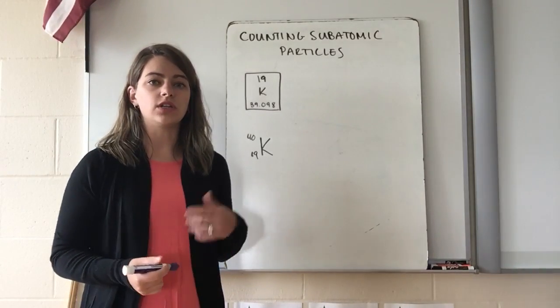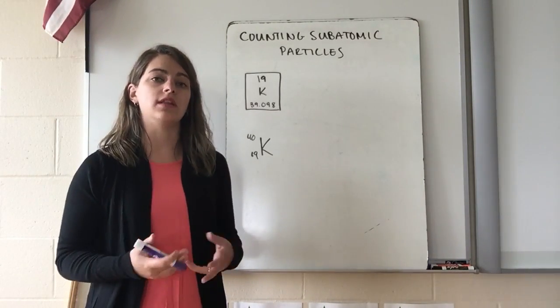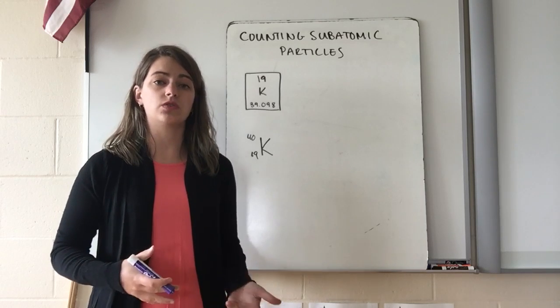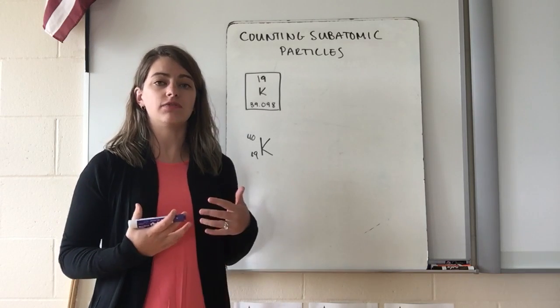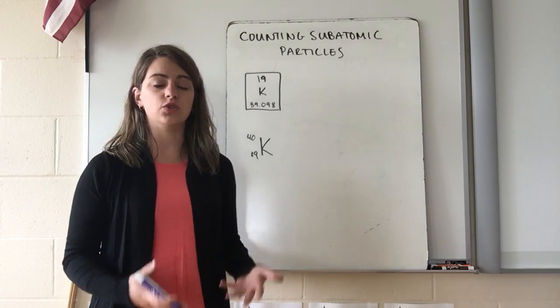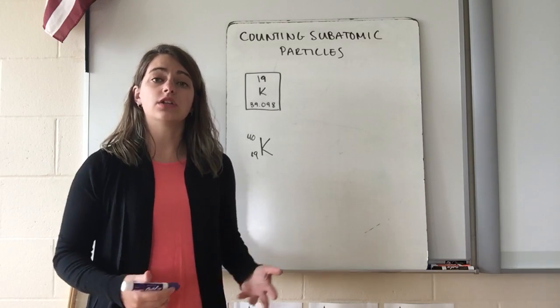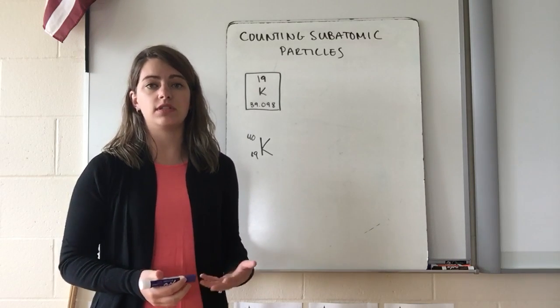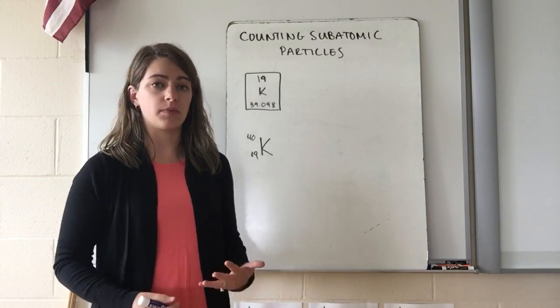In this video, we're going to look at how to count or determine the numbers of our different subatomic particles. So we're looking at how we can find our numbers of protons, neutrons, and electrons. There are two different places that we can get some of this information. And the first place is off our periodic table.